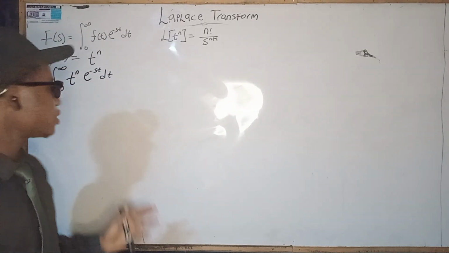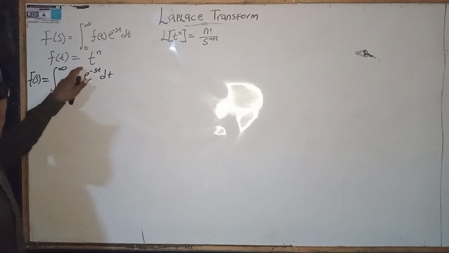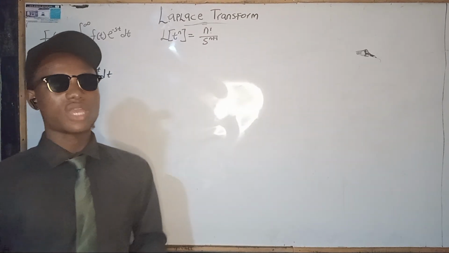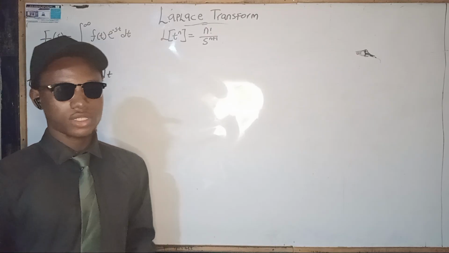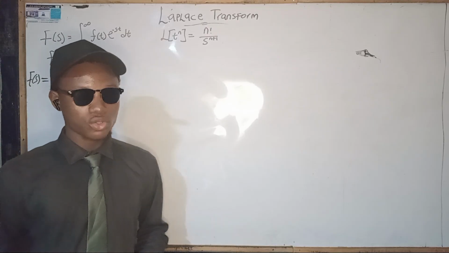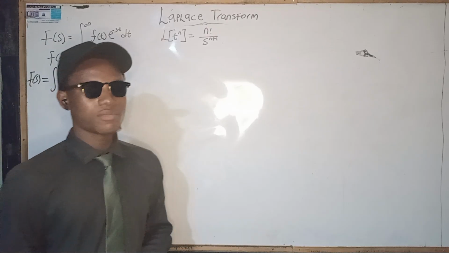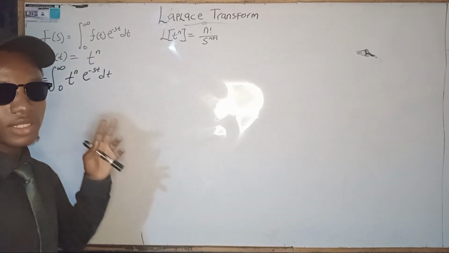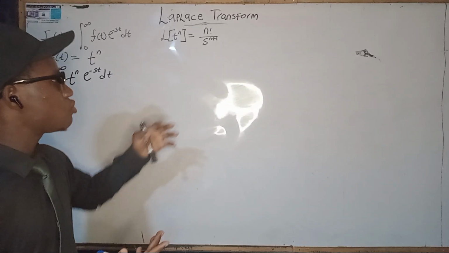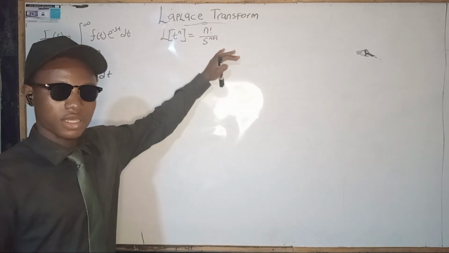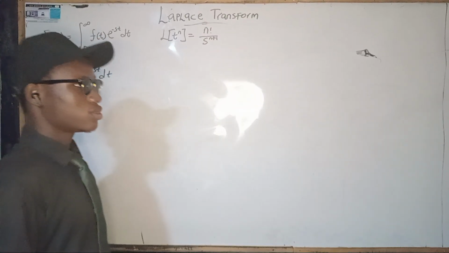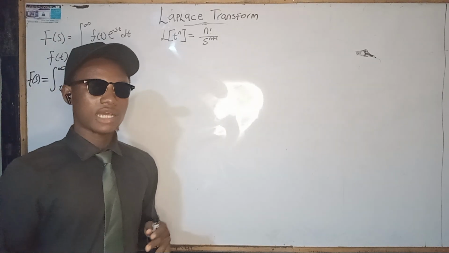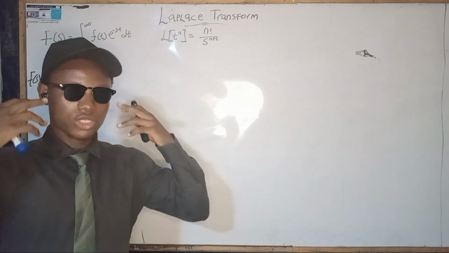If I had an actual value for n, it would have been easy to use integration by parts. That is, if we had t squared or t cubed, we would have just used the DI method to solve it using integration by parts. But since we do not have an actual value for n, and this is how we are able to prove this formula, the integration by parts might be a little bit lengthy, and you need a little bit of logic to be able to solve it.